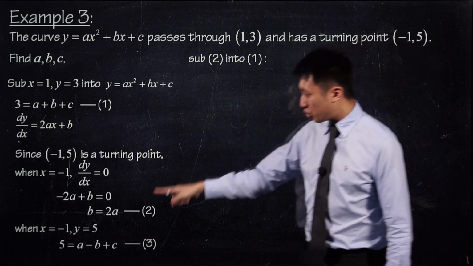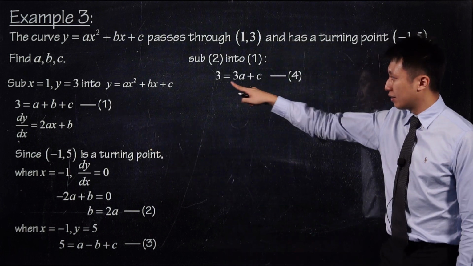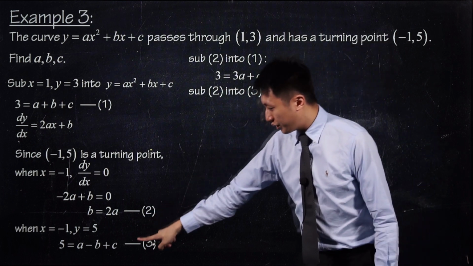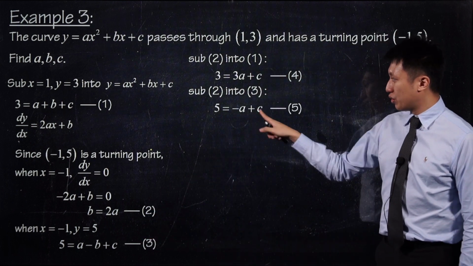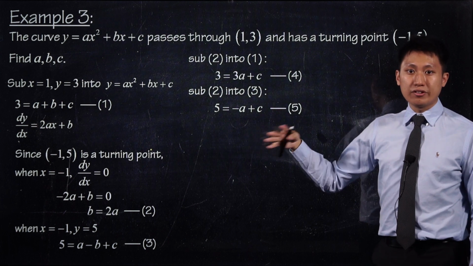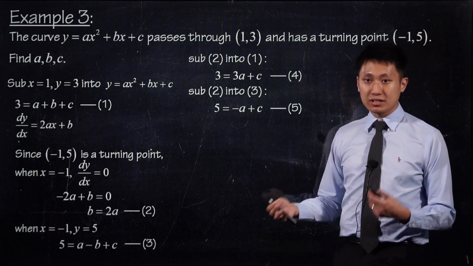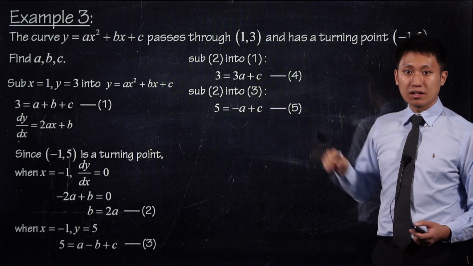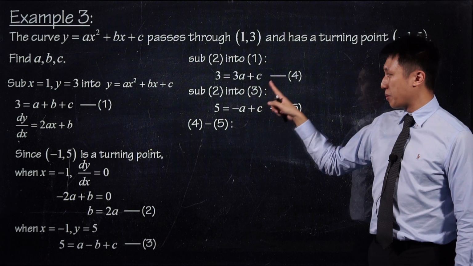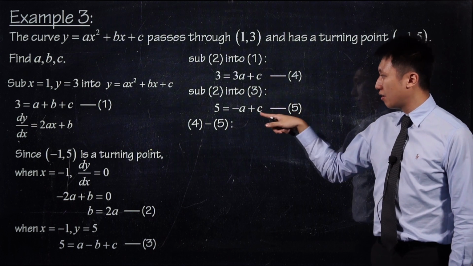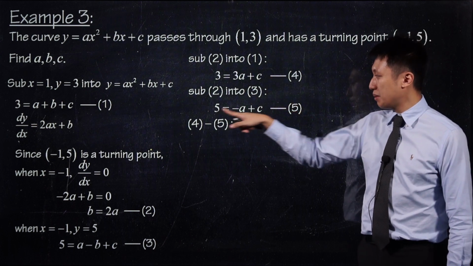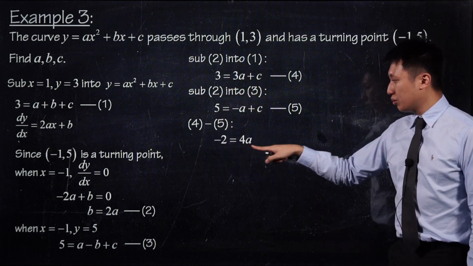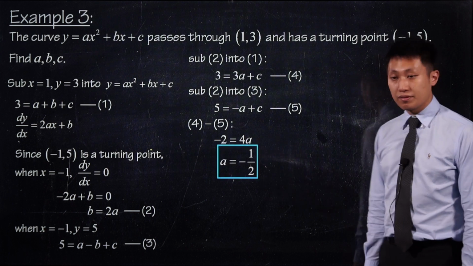Okay? Sub 2 into 1, then you get this one. There are only 2 variables. And sub 2 into 3, and you end up with these 2 variables again. So now you reduce 3 equations, 3 unknowns to 2 equations, 2 unknowns. Okay? Then you can solve it easily. Maybe take 4 minus 5, or you can take A equals C minus 5, sub in here to find C. Okay? So 2 minus 2 is equal to 4A, hence A is equal to negative half.